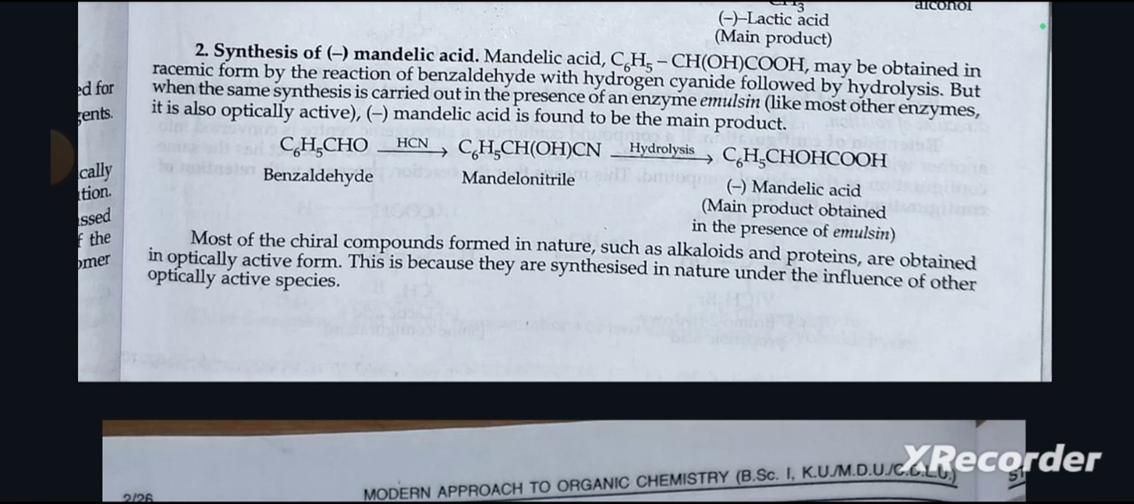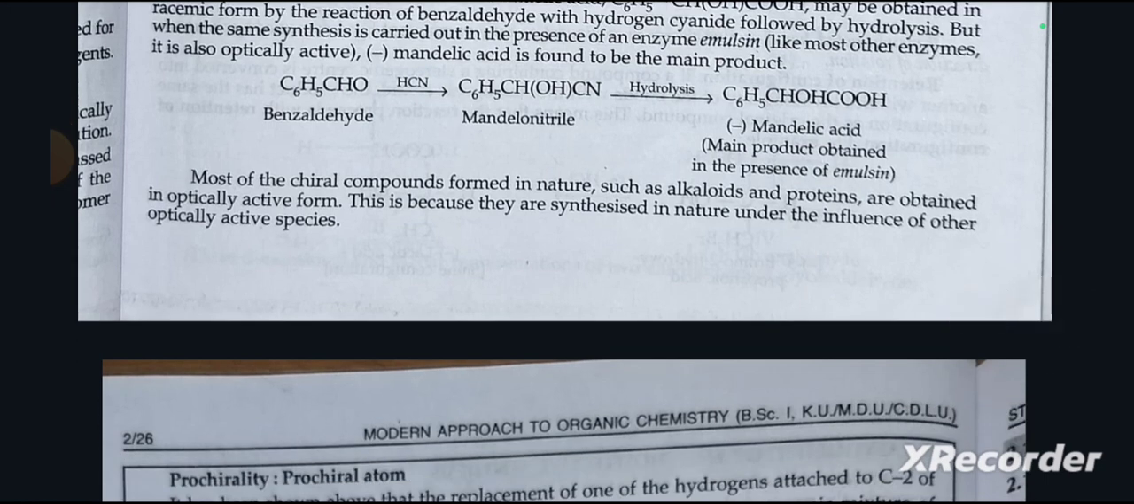Second, synthesis of minus mandelic acid. Mandelic acid, C6H5CHOHCOOH, may be obtained in racemic form by the reaction of benzaldehyde with hydrogen cyanide followed by hydrolysis. But when the same synthesis is carried out in the presence of an enzyme emulsin, like most other enzymes, it is also optically active. Minus mandelic acid is found to be the main product.